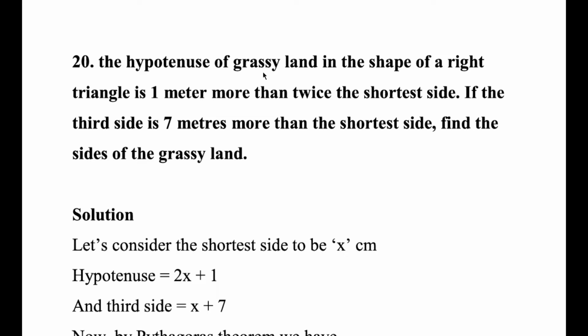The hypotenuse of a grassy land in the shape of a right angled triangle is 1 meter more than twice the shortest side. If the third side is 7 meters more than the shortest side, find the sides of the grassy land.